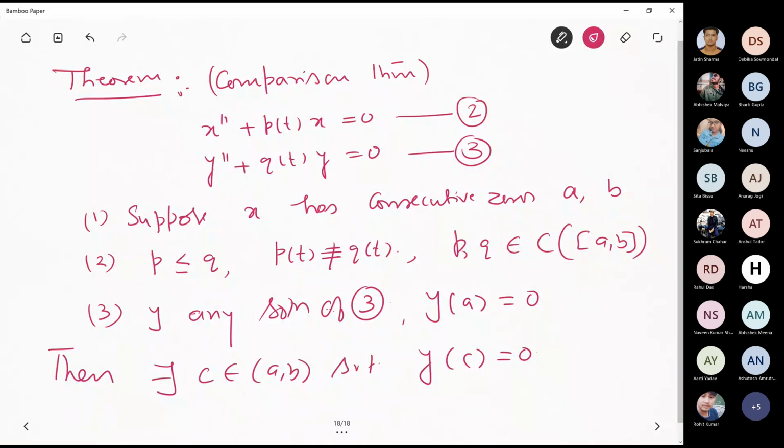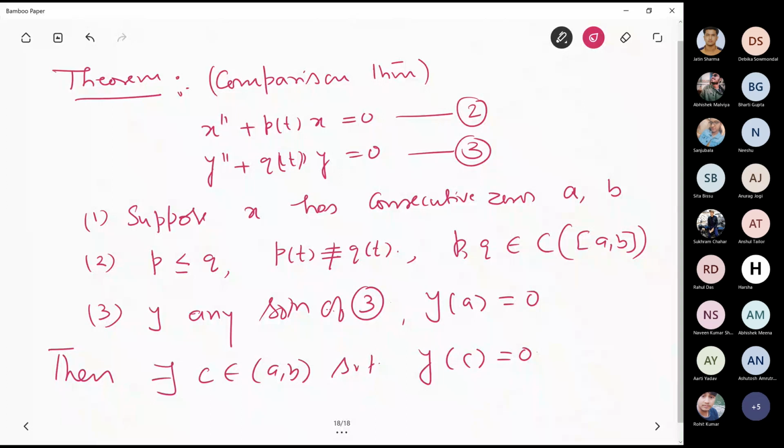Q larger than P. If Q is larger than P, then the solution y has a zero between two consecutive zeros of x. That means that as I increase the coefficient, the number of zeros are increasing.